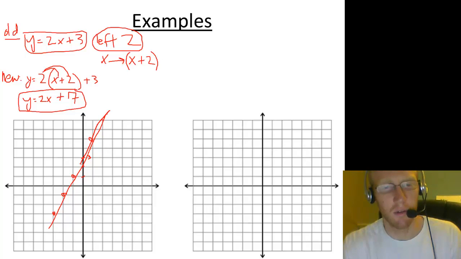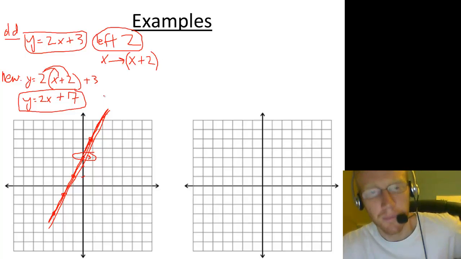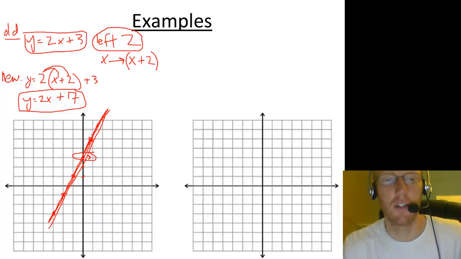I don't have the ability to erase, unfortunately, right now, but my first line was really terrible, and I apologize. I'm trying to draw it through all the dots that I made. That's why I make so many dots when I'm doing my graphs, because it helps guarantee my line will be accurate. So I'm going through this point right here, 3. Now if I move this line left 2, every single dot is going to get moved left 2, and you'll see that when we graph the new one.